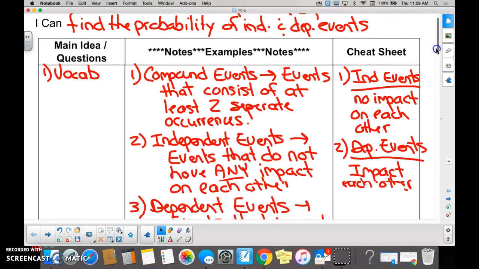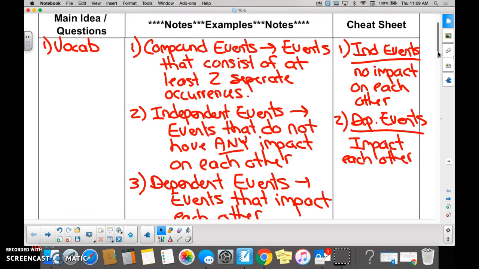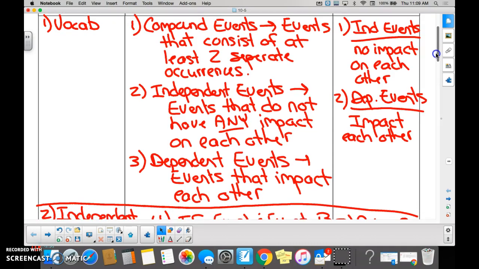So, compound events would be like the overarching label for independent events. We're talking about more than one thing happening at a time when doing an experiment, or what's another name for an experiment? You do it over and over and over again? A trial, right? So compound events, two separate occurrences.